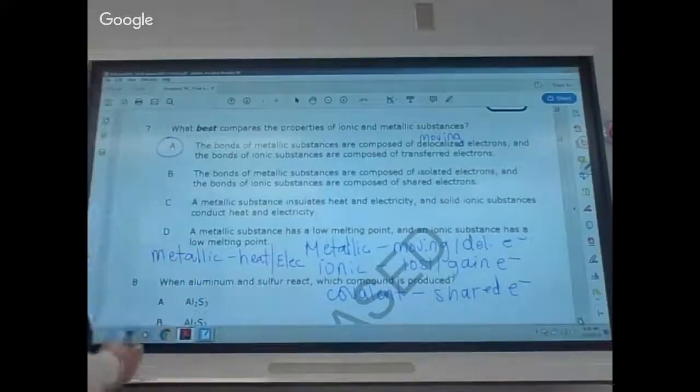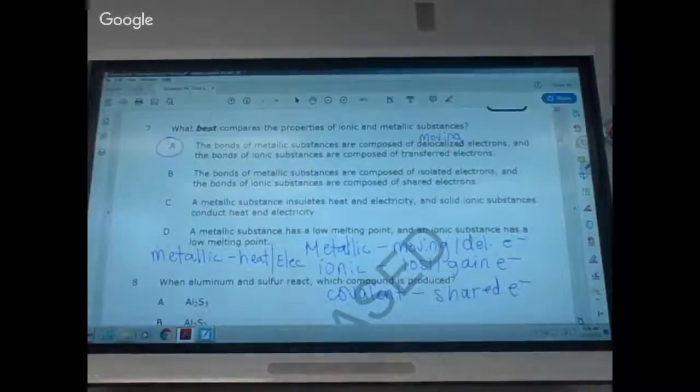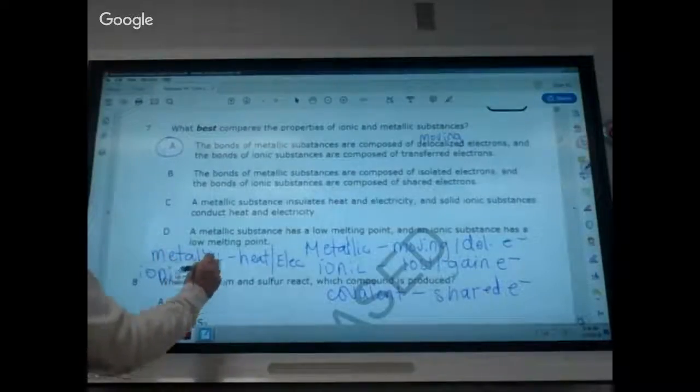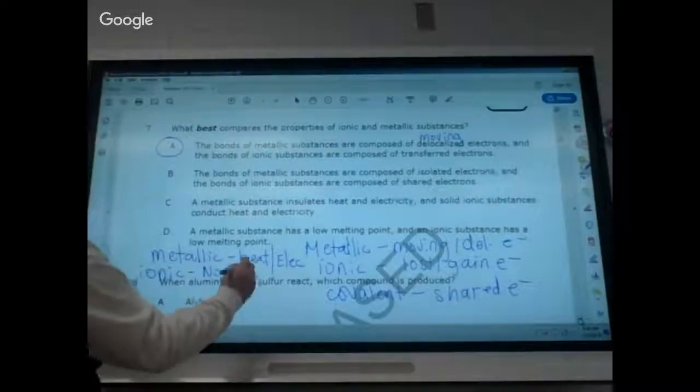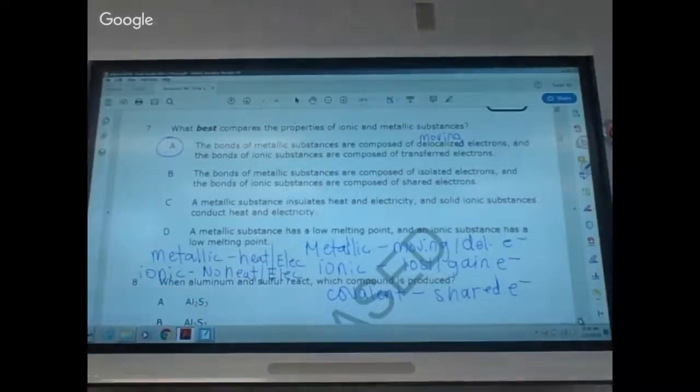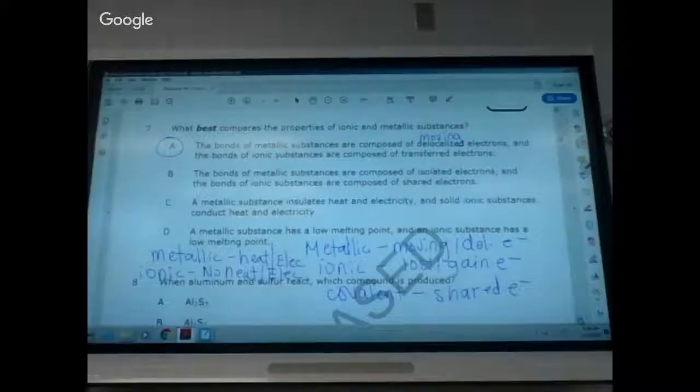All right, metallic conducts heat and electricity. Do ionic conduct heat and electricity? No, they don't. Okay, ionic, no heat or electricity. Now, you can get them in water and they'll conduct heat and electricity, but they're not doing it on their own. Okay? Metallic and ionic have a low melting point. Do they have low melting points?